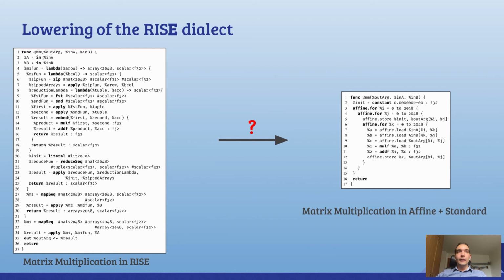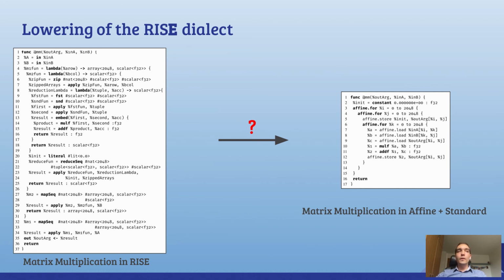So here on the left-hand side, we see the matrix-matrix multiplication represented in RISE from before. And on the right-hand side, we see the same computation in the affine and standard dialects. So we see the three loops and the usual access and computation structures of a textbook matrix-matrix multiplication in the affine and standard dialects. And we want to lower the left functional pattern-based representation to this target representation.